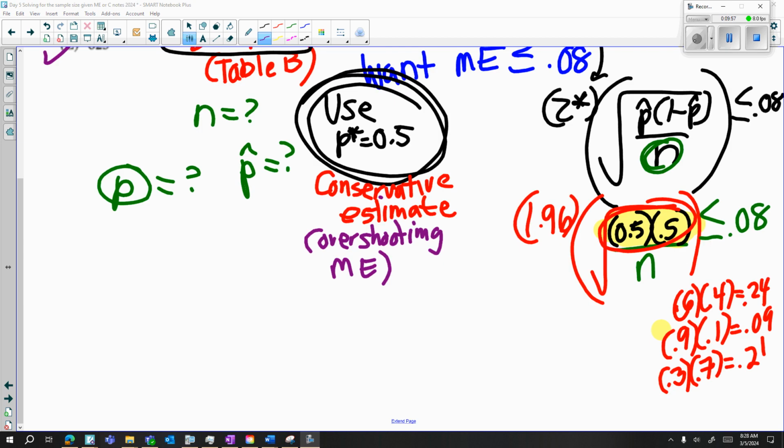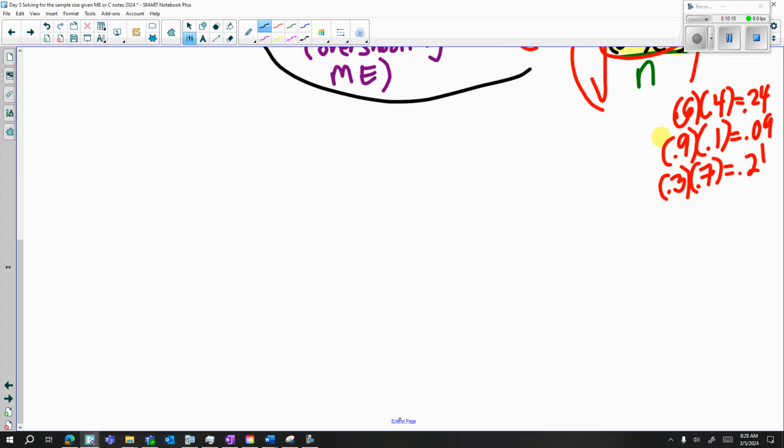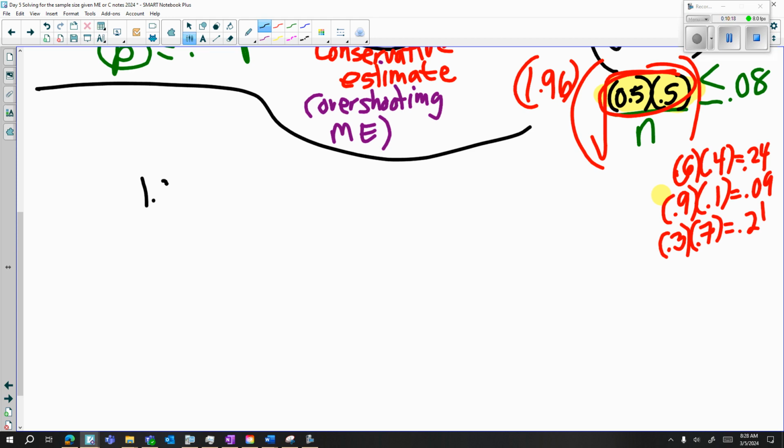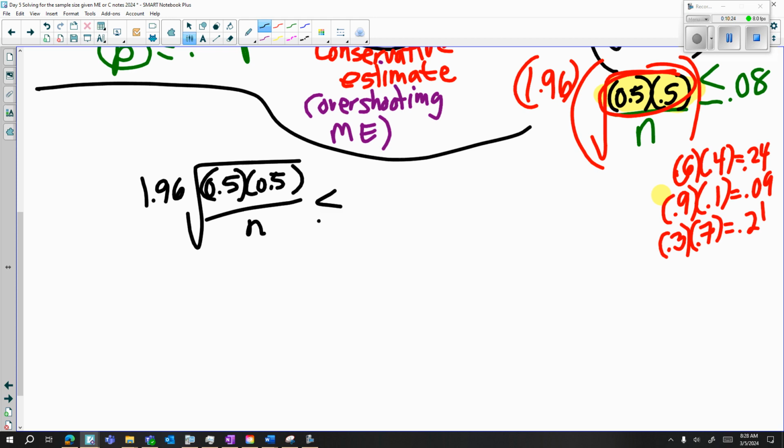What is the other method, you ask? Well, it's good old-fashioned algebra. So we're looking at 1.96 radical 0.5 times 0.5 over n less than or equal to 0.08. We're going to solve for n.